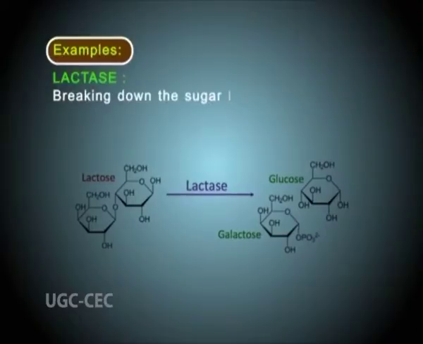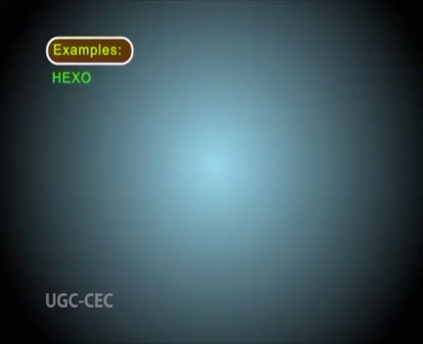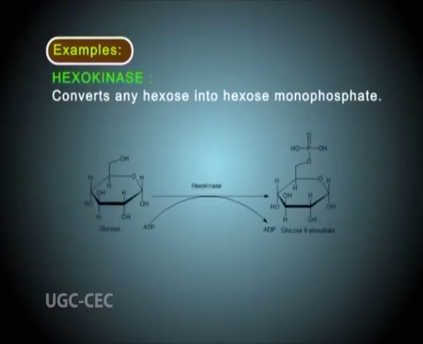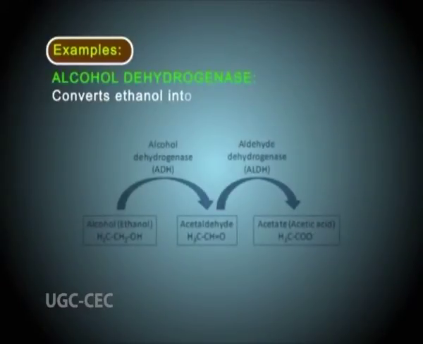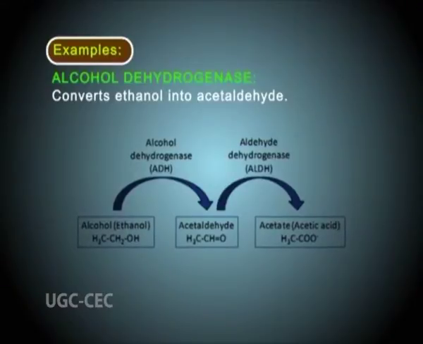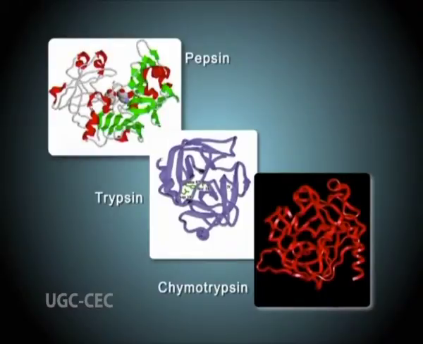Another example is lactase, which breaks down the sugar lactose into galactose and glucose. Hexokinase converts any hexose into hexose monophosphate. Similarly, alcohol dehydrogenase converts ethanol into acetaldehyde. While not all enzymes are named using this convention, some enzymes have older names, which were assigned before their actions were clearly understood. Among these are pepsin, trypsin, and chymotrypsin, which are all digestive enzymes.